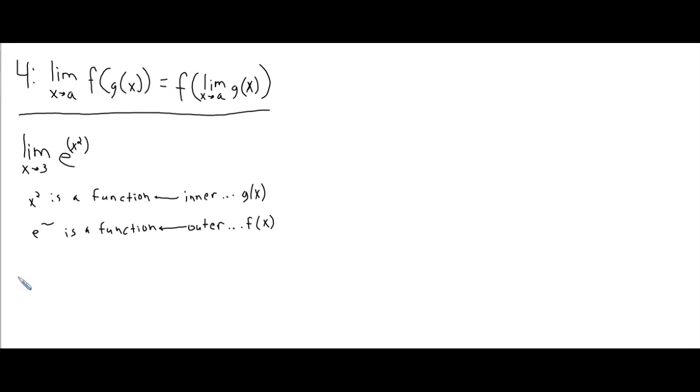And let me show you. Remember, e to the something is our f of x in this case, and x squared is our g of x in this case. So the property is telling us that our initial problem, the limit as x approaches 3 of e to the x squared, can be rewritten as e raised to the limit as x approaches 3 of x squared. And that smaller limit we know how to do, right? That was an earlier property.